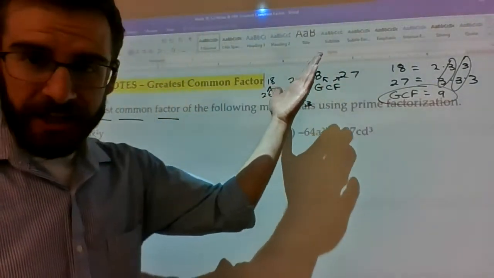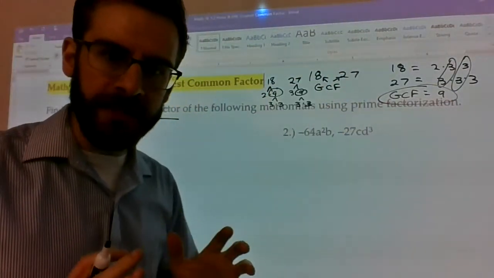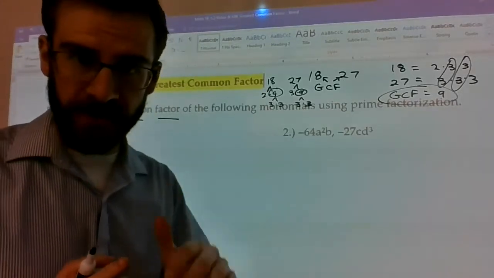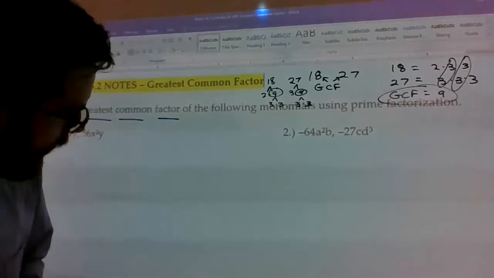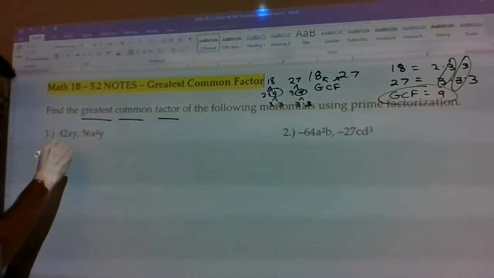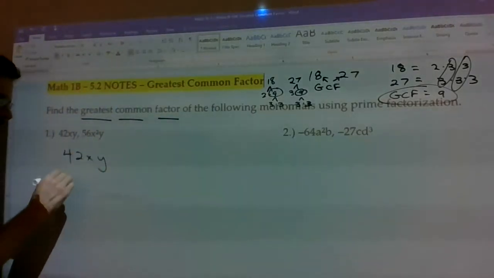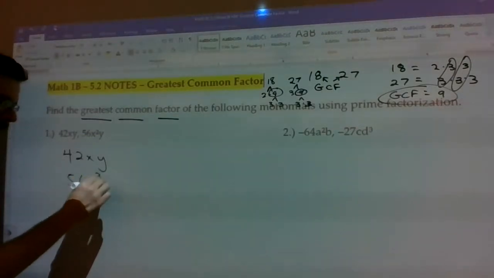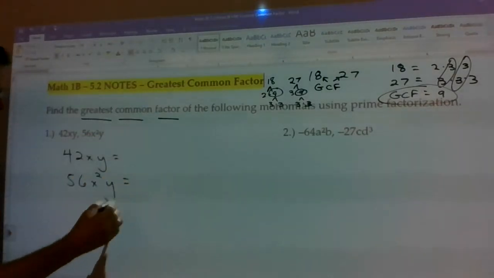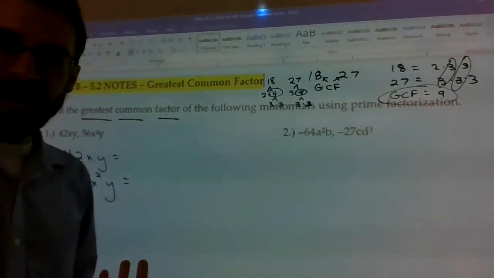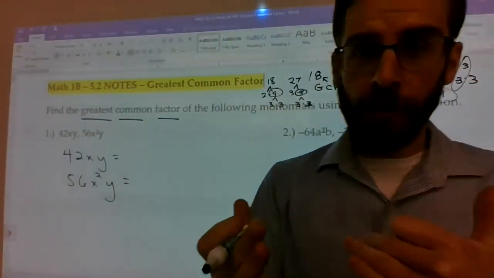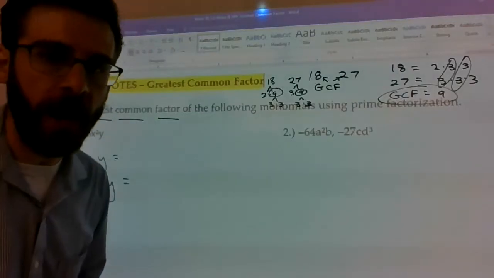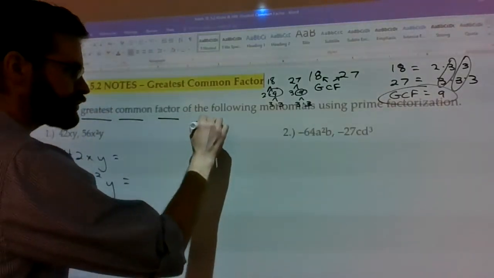So that's the strategy I'm going to have you guys try out today with these 4 examples on the notes and then the problem set as well. So jumping into number 1. I've got 42xy and I've got 56x squared y. My biggest task at this point is to use the factor trees to break down 42 and 56 to their smallest prime parts. So what does 42 look like?